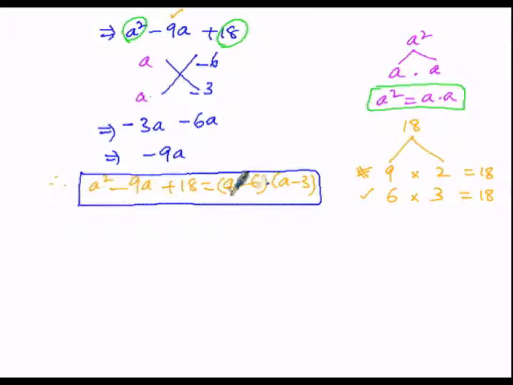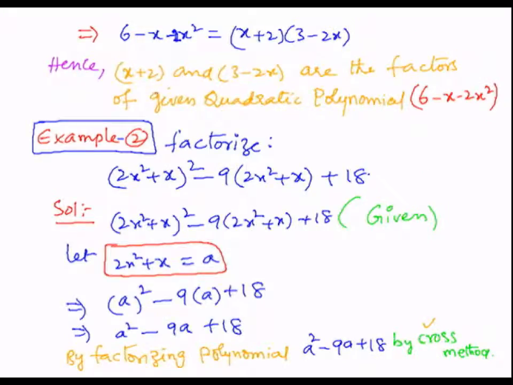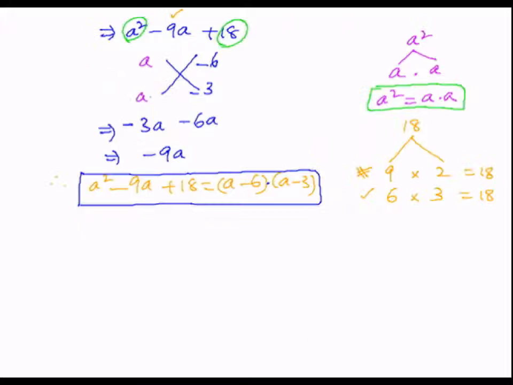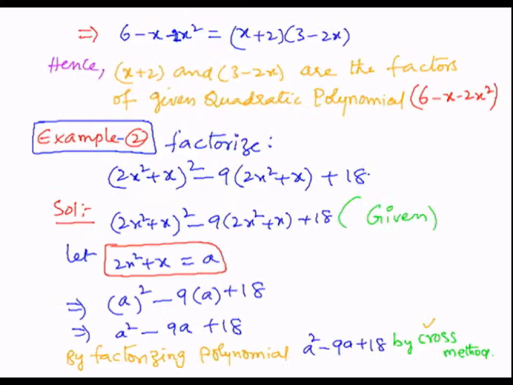Factors, that is a minus 6 as well as a minus 3. So here, a squared minus 9a plus 18 equals a minus 6 and a minus 3. But according to our assumption, we assumed a equals 2x squared plus x.